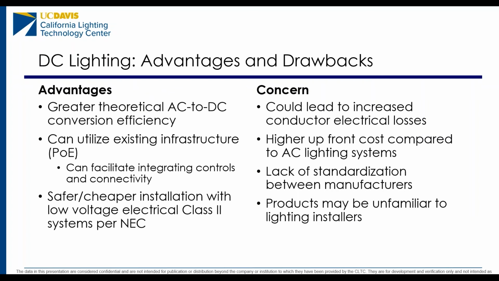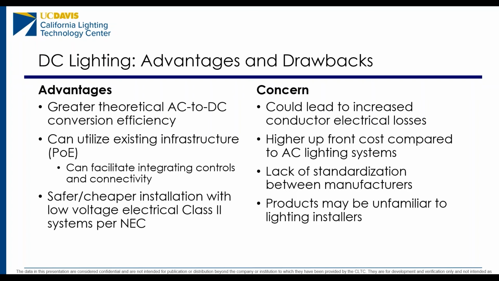So there are some potential advantages and disadvantages to a DC lighting system. Some of the advantages are, again, that higher theoretical AC to DC conversion efficiency. You can utilize existing building infrastructure. We'll talk about it in a minute, but the PoE, or power over Ethernet, system can piggyback off of existing IT, or information technology, infrastructure. They can be safer and cheaper to install since they're classified as low voltage Class 2 electrical systems per NEC.